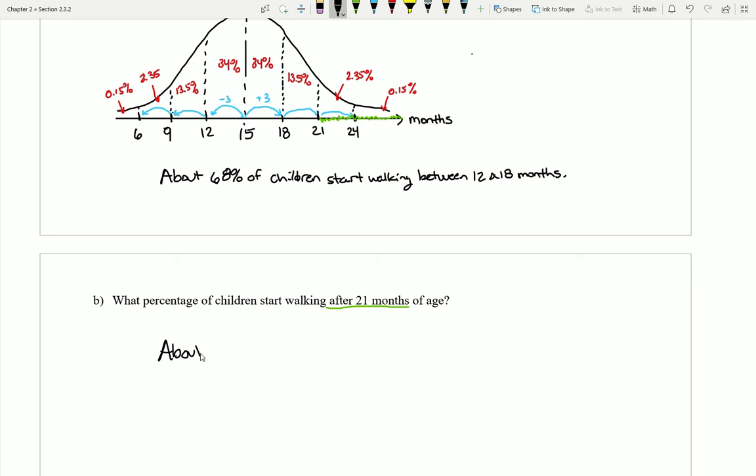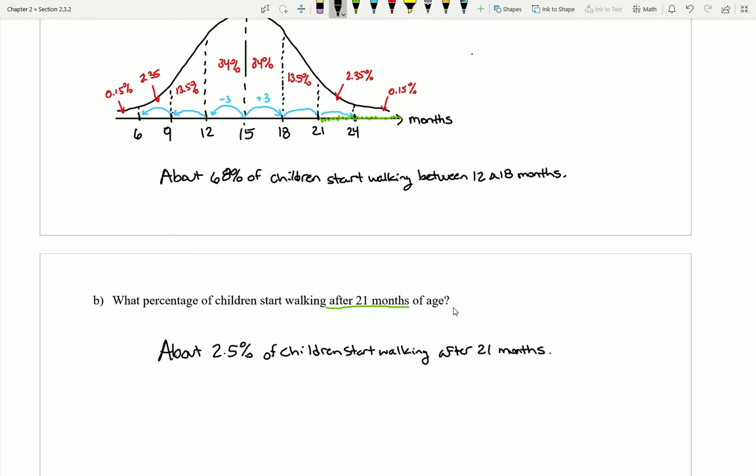So I can say about 2.5% of children start walking after 21 months. Question done, right?